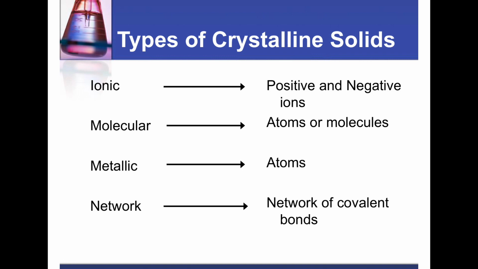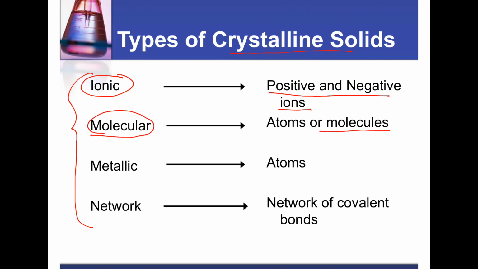Now, within crystalline solids, we have a selection of different things that would make those crystalline structures. If the crystal is made out of positive and negative ions, we call that an ionic crystal. That goes back to our talk about crystal lattice structures and ionic bonding. If the crystal isn't made out of ions and it's made out of molecules, it would be a molecular crystal. An example there would be water crystal, which would be ice.